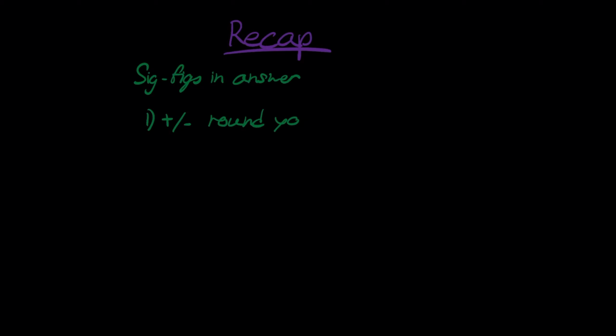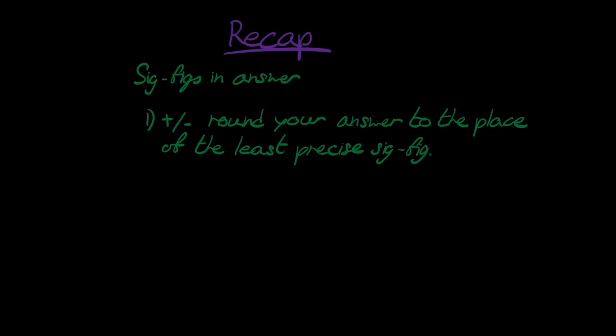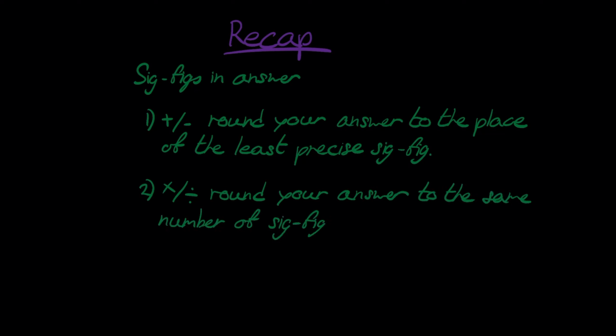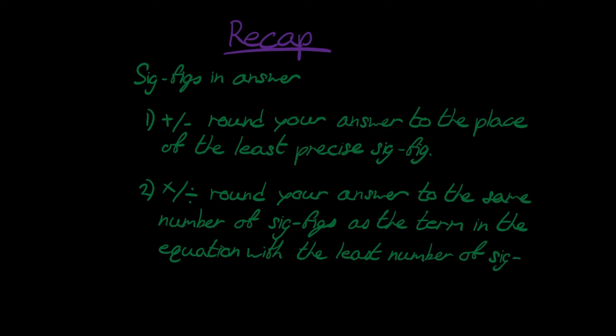For addition and subtraction, line up all the numbers and round your answer to the least precise sig-fig. And for multiplication and division, round your answer to the same number of sig-figs as the term in the equation with the least number of sig-figs.